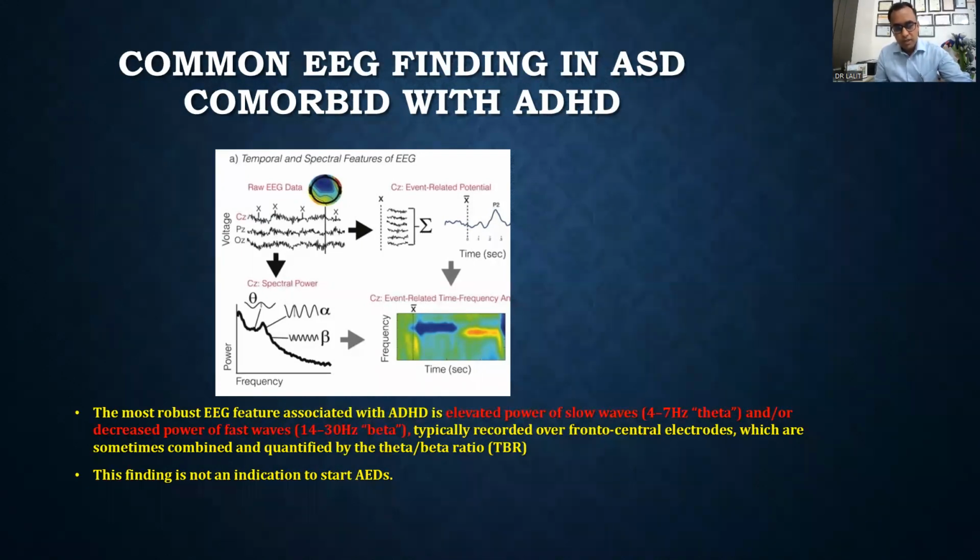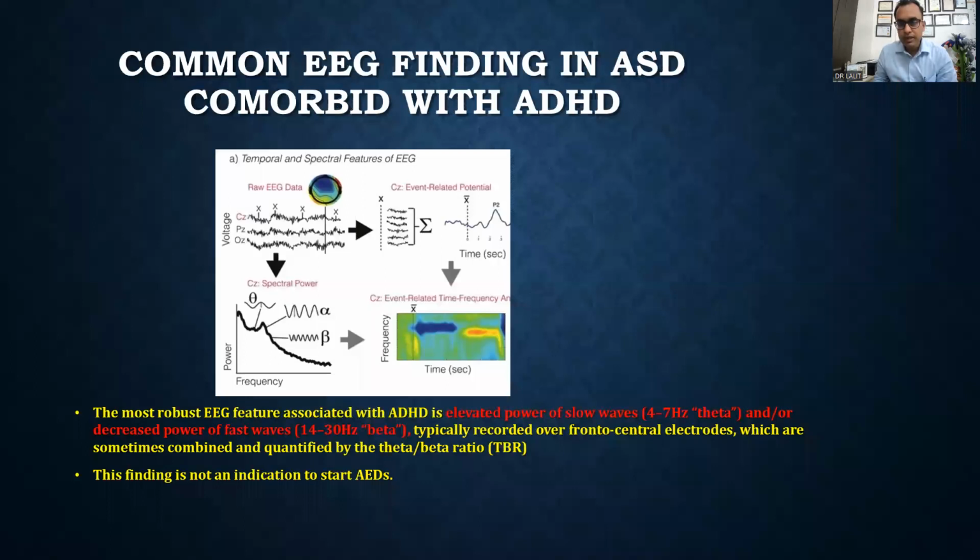You can see the power of these theta waves is maximum, whereas beta waves are considered to be high voltage, high power, but here the power of the beta waves will come down, so the theta-beta ratio changes. This is a typical abnormality we find in the EEG of an ASD kid with sleep issues, or who may not have sleep issues. You might do a routine EEG in an ASD kid and find that the power of theta waves is elevated whereas the power of beta waves is reduced.